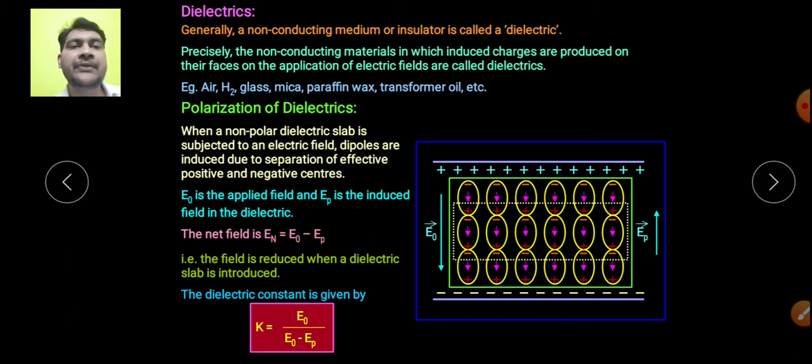So the electric field reduces. The ratio of original electric field E naught and reduced electric field E naught minus EP is known as dielectric constant, or it is also known as relative permittivity of that material. So this ratio E naught divided by net electric field En is called dielectric constant. This constant is a dimensionless constant because electric field is there in numerator and electric field in denominator. These two electric fields cancel in pair, and dielectric constant is a dimensionless number.